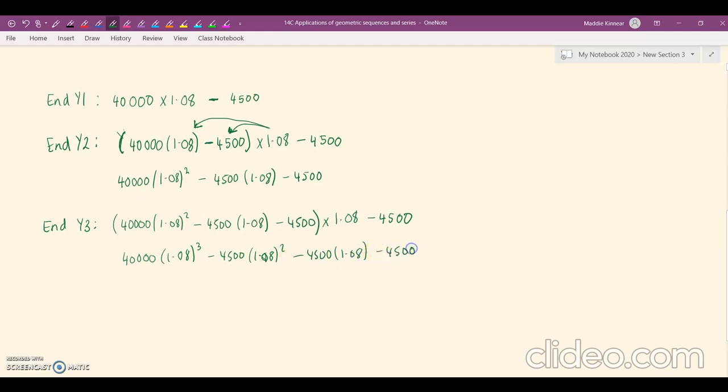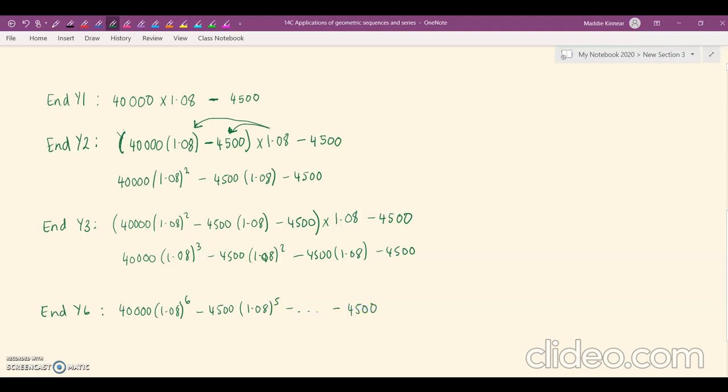And we can see there's a pattern occurring here again. So what we can do is actually rewrite this. Let's say we're looking for the end of year 6 value. Our end of year 6 will, if we use this pattern, be 40,000 times our 1.08 to the power of 6 minus 4,500 times our 1.08 to the power of 5, and we're going to keep subtracting all the way down to our $4,500.